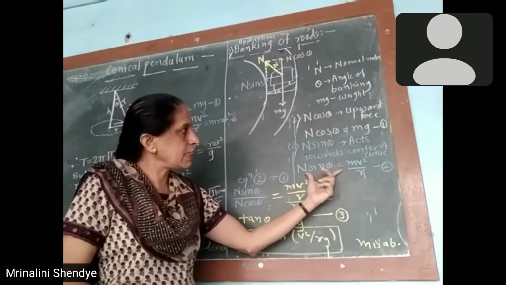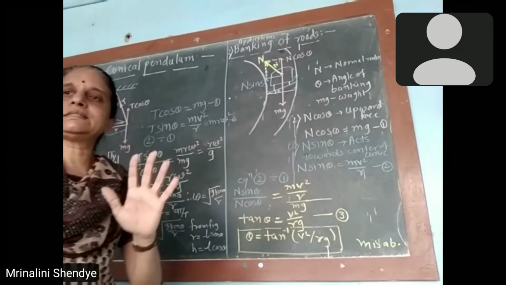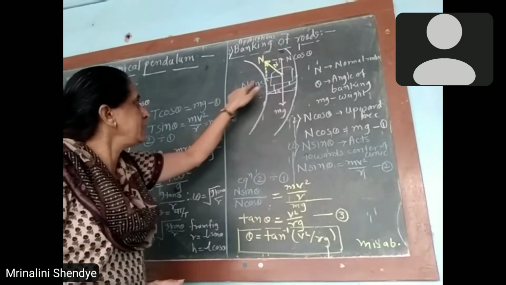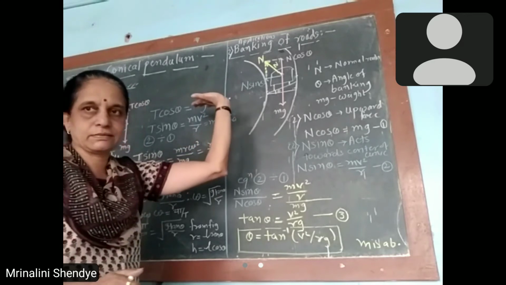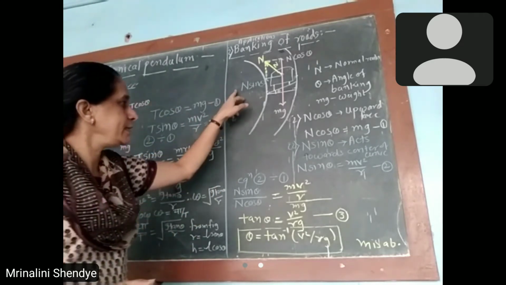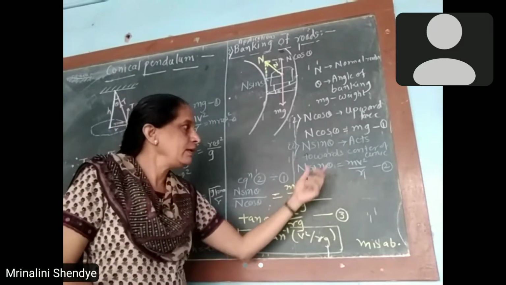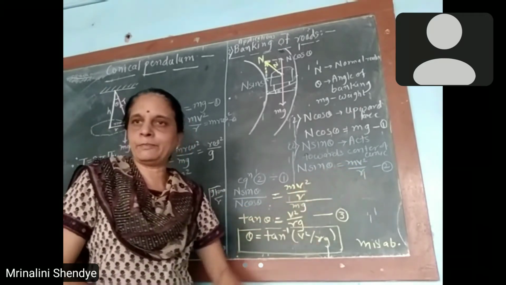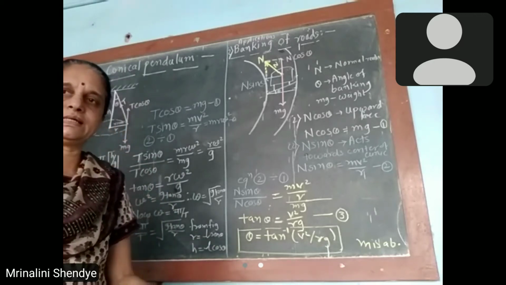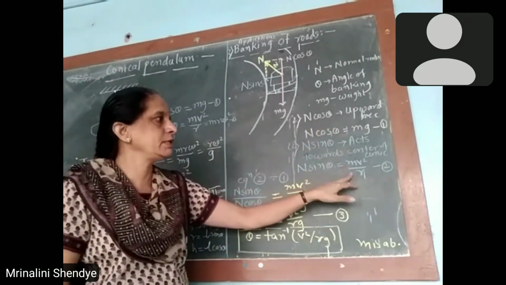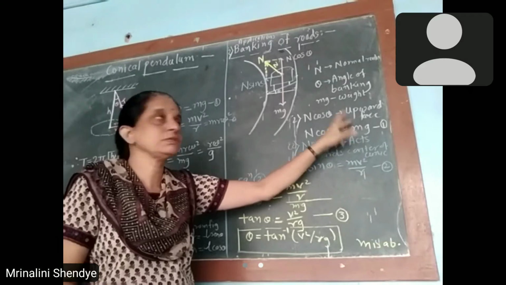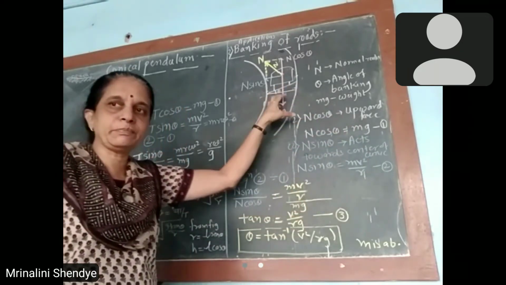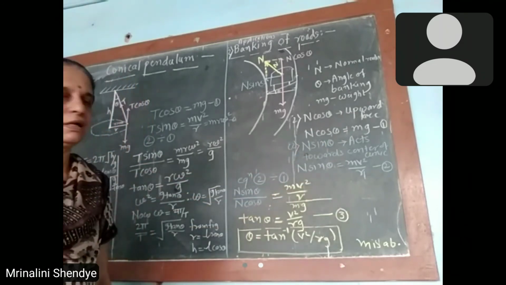Secondly, N sin theta is the centripetal force. It acts towards the center, as you see in the diagram, in this direction. And that's why N sin theta is equal to mv square upon r. We have already studied this in the 11th standard. The first equation is N cos theta equals mg, and the second force acting on that particle is mv square upon r.